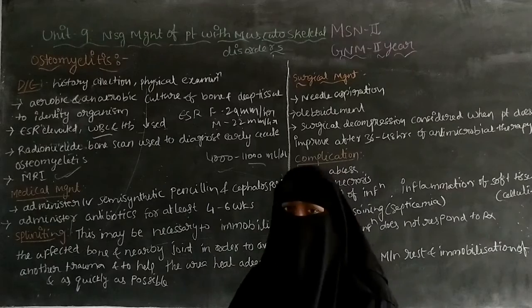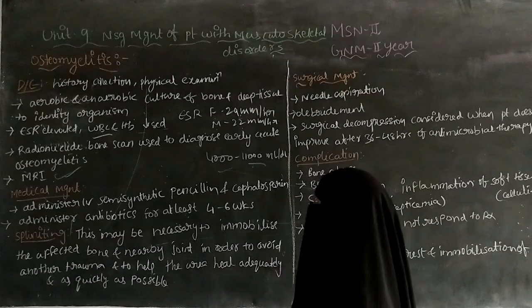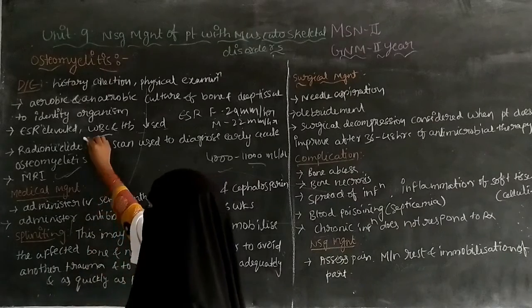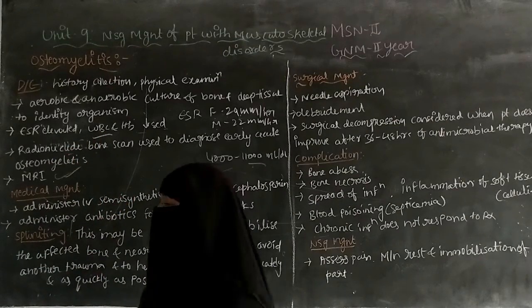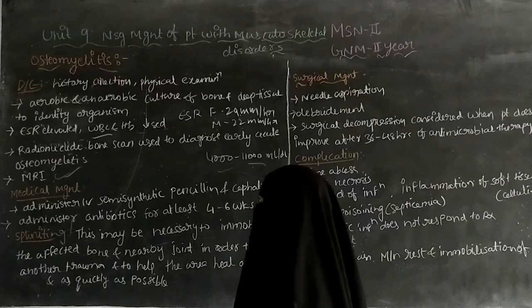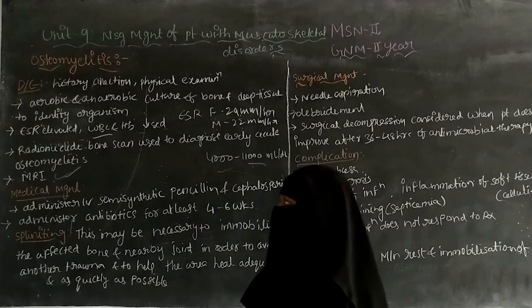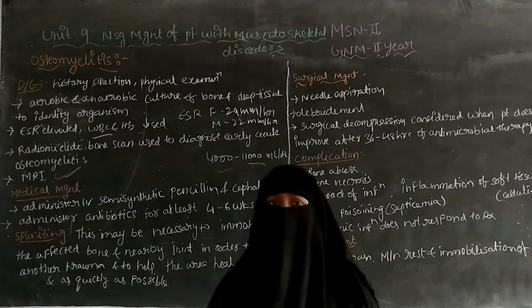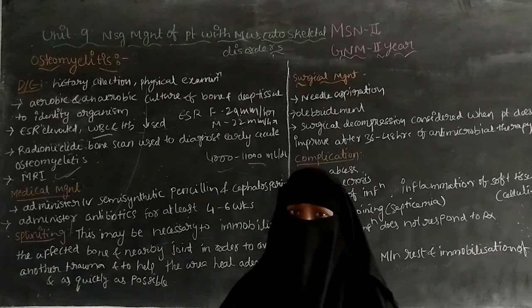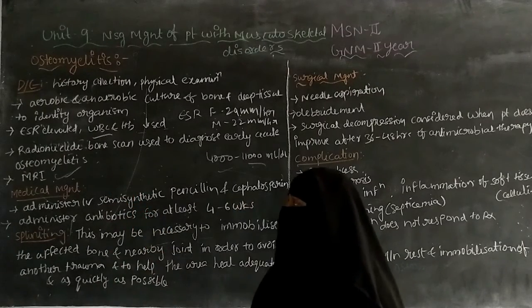It includes history collection and physical examination, and aerobic and anaerobic culture of the bone and deep tissue to identify the organism. The ESR becomes elevated, the WBC and hemoglobin can be decreased, and the radionuclide bone scan is used to diagnose the early stage of osteomyelitis. MRI, magnetic resonance imaging, can be used to diagnose malignancies of the bone.